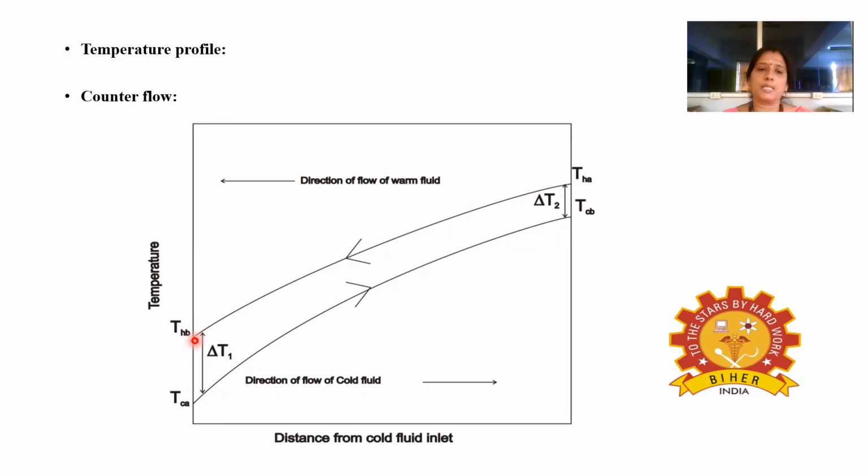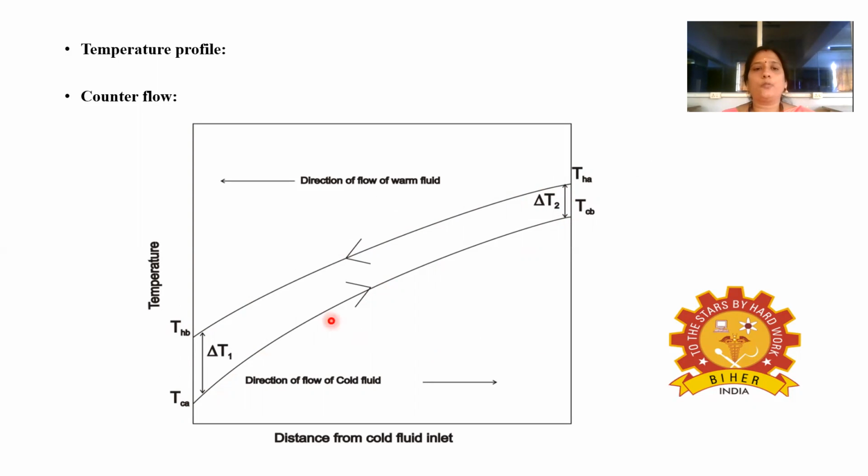If the fluids are flowing in the same way, with the same inlet and the same side, then it is called parallel flow. Here the fluids are flowing in the opposite direction. That's why it is called the counter flow. In this counter flow, on this side the hot fluid will be entering, and this is the outlet of hot fluid. This is the direction of hot fluid flow. And delta 1 is the temperature difference at the inlet of cold fluid, and delta 2 is the temperature difference at the outlet of cold fluid.